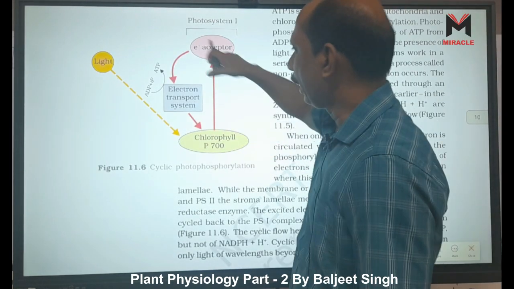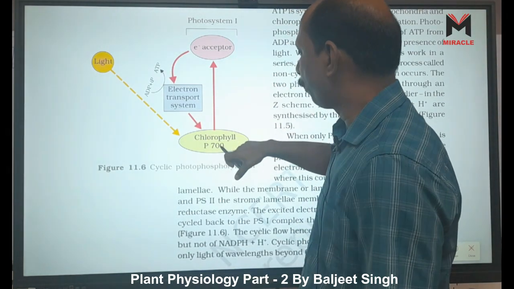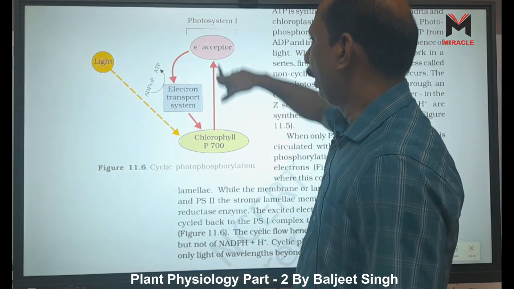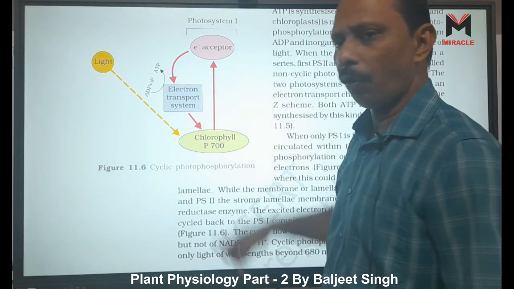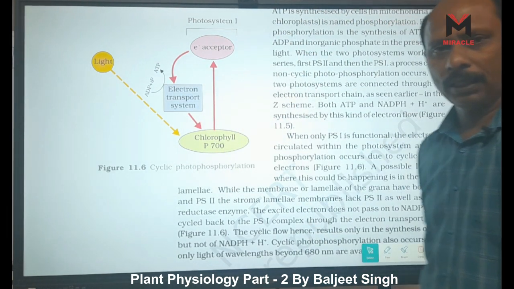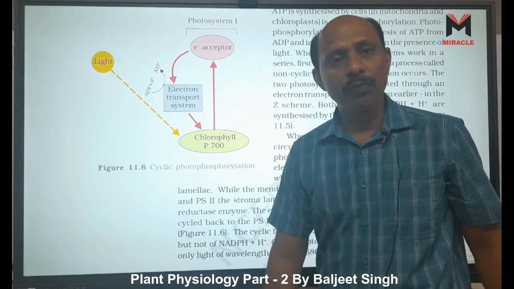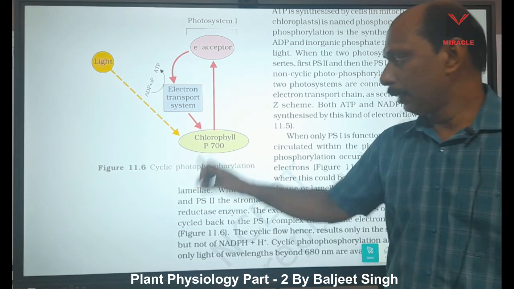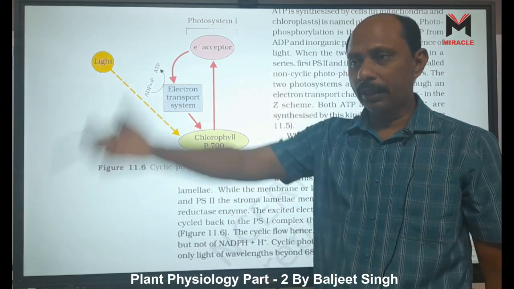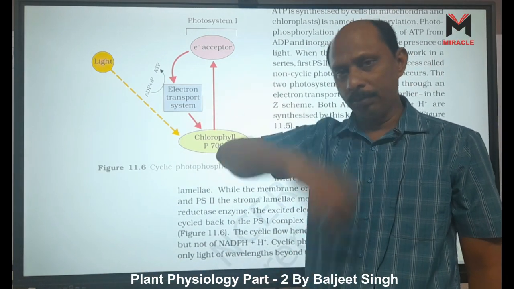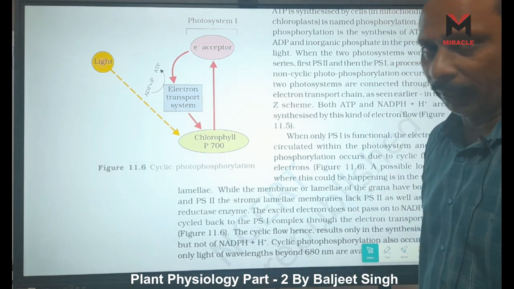Look here, this is the electron released from chlorophyll P700, which then comes once more back to chlorophyll P700. Why does it circulate? Because this electron does not come from a water molecule. It uses its own electron. So this electron comes and goes in a cyclic manner, right?